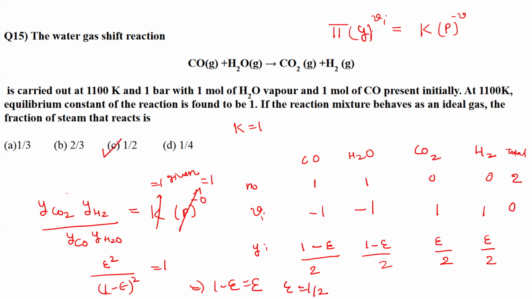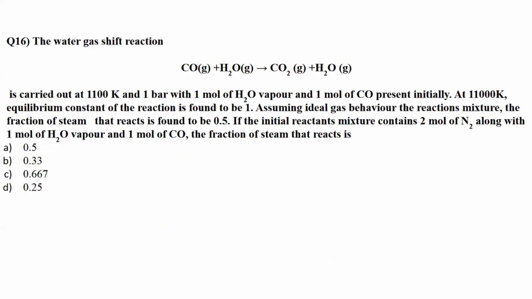That is, the reaction mixture behaves as an ideal gas. The fraction of steam that reacts is 1 by 2 mole of the 1 mole initially. So 50% only, right? That's why half. If I say it was 5 moles here and now there's 2 moles, then it will be 2 by 5, or 2 by 3 if it is 3 moles, like that. Okay. Next question.